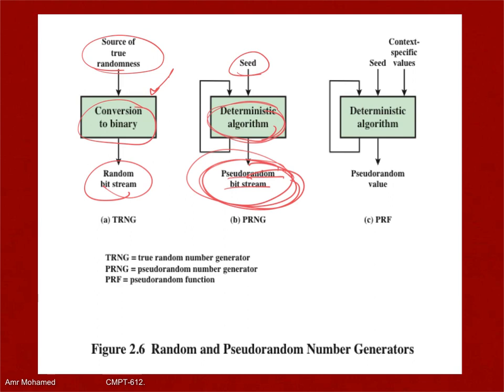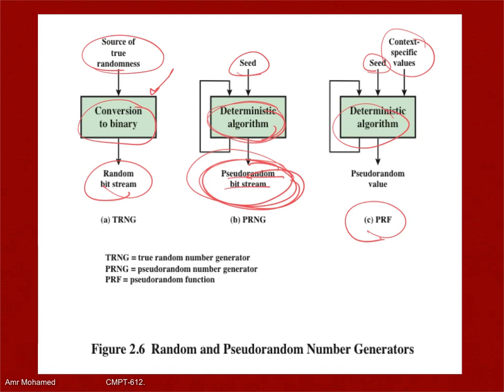So there is another one called the pseudo-random function. Sometimes, in addition to the seed, we use context-specific values. As transmitter and receiver, we have the same seed, but in addition we might want to use something else. For example, you are exchanging your credentials with a server. The server has your user ID and password somehow, and you have your user ID and password too. So we can use the user ID and password in addition to the seed as input to a deterministic algorithm again.